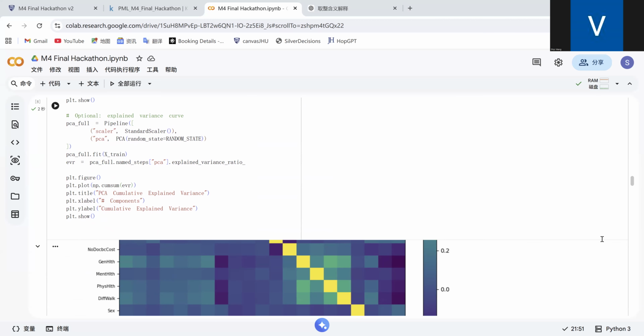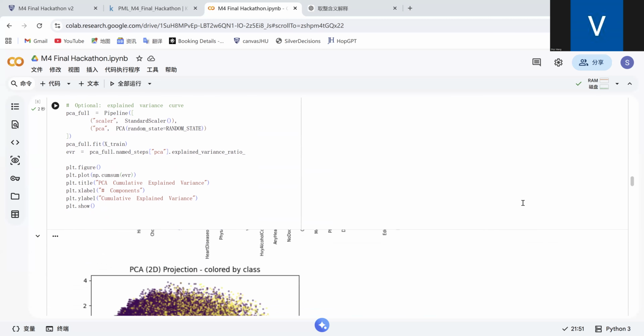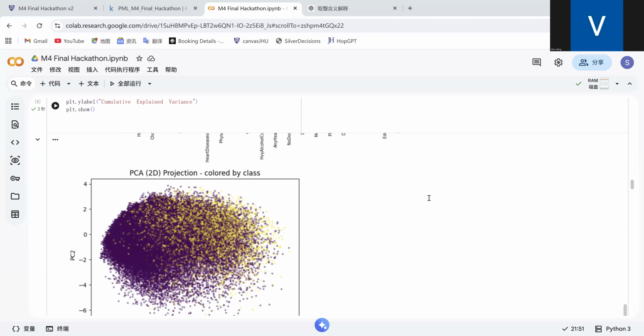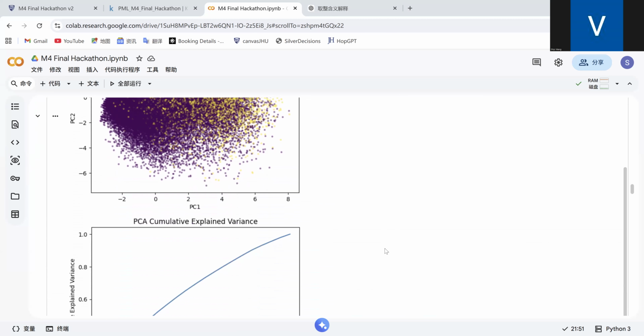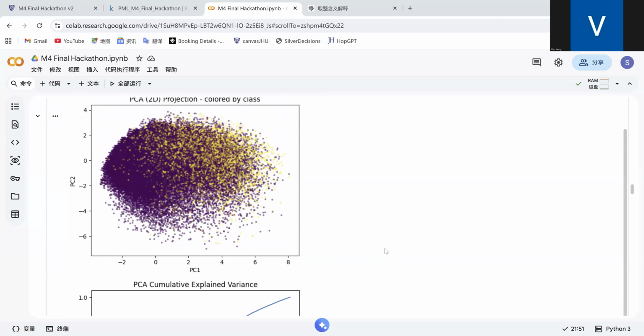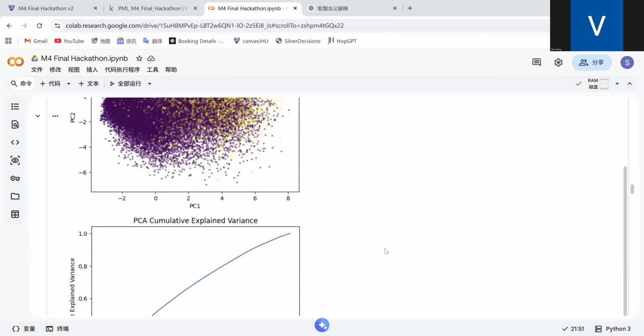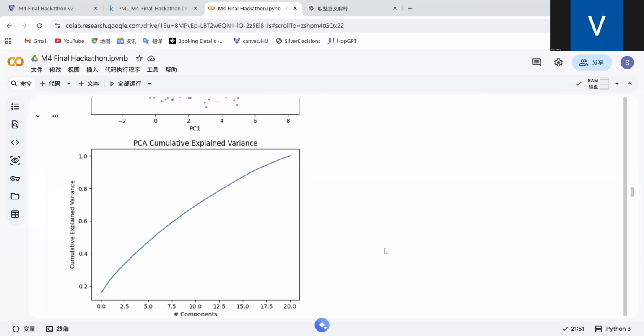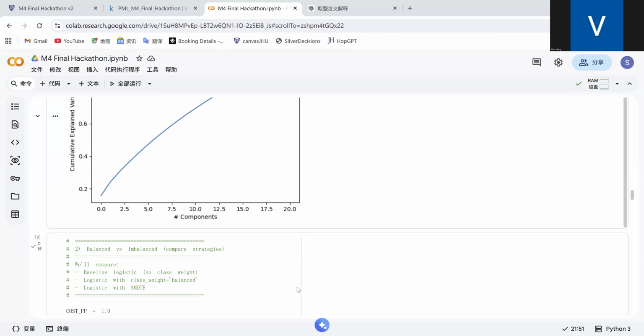In addition, I applied principal component analysis for diagnostic and visualization purposes. PCA shows partial separability between the two classes, but the boundary is clearly non-linear, which motivates the use of tree-based and ensemble models rather than purely linear classifiers.